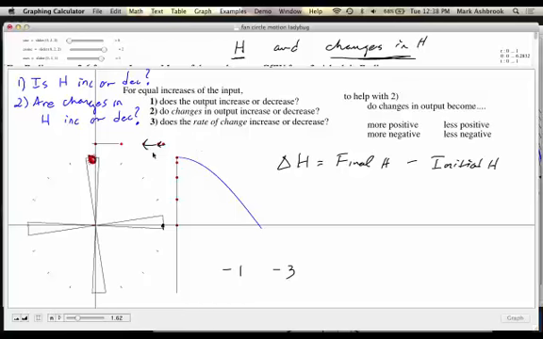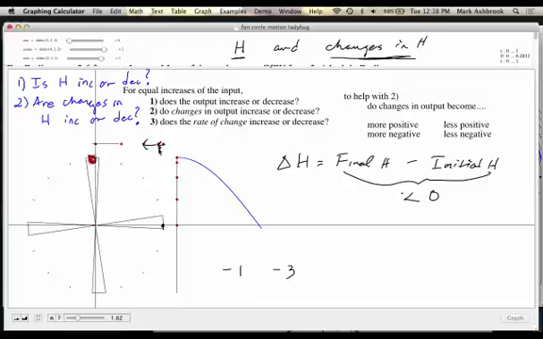The final h is here and the initial h is here. That's going to be less than 0, because the initial h is a greater positive value and the final h is less positive. So when you subtract, you get less than 0. That's a negative change. Thank you, that's what I needed.